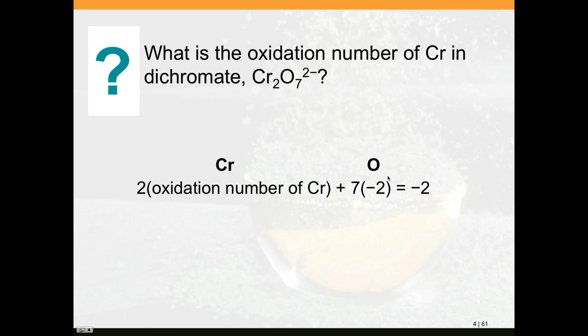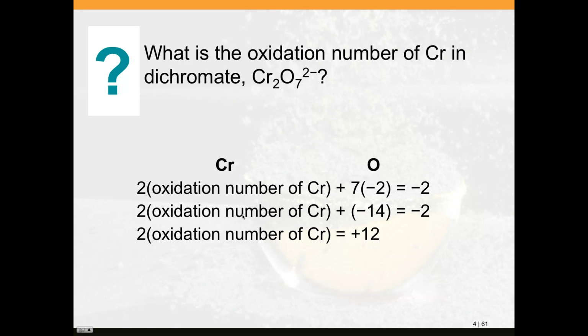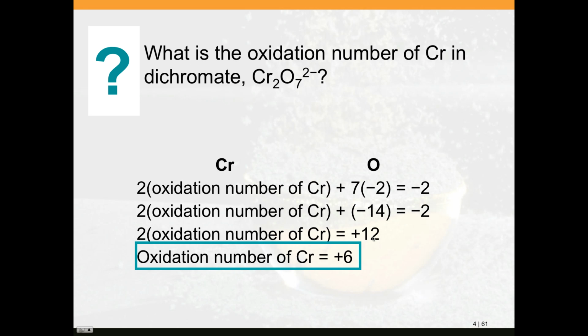And all of that has to add up to a -2 because this is a polyatomic ion with a 2- charge. So when you fill in the math, you end up with 2 chromium atoms having a charge of +12, which means each one has a charge of +6.